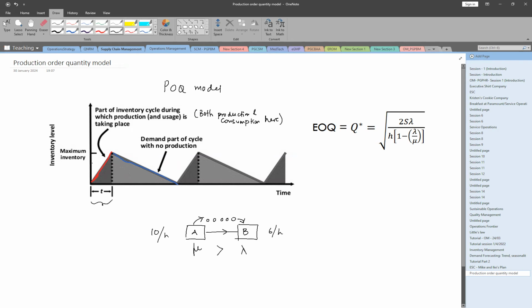That means here you have mu as well as lambda operating, and here there is only lambda operating. Now, if I'm producing at the rate of mu and the consumption is happening at the rate of lambda, obviously the rate at which inventory is increasing is going to be mu minus lambda. That is, if I'm producing 10 units per hour for, let's say, 2 hours, and 6 units per hour is being consumed by B, in the first hour 4 units get added, and in another hour another 4 units get added. How am I getting that? 10 minus 6, which is nothing but mu minus lambda. And that is the rate at which this is increasing.